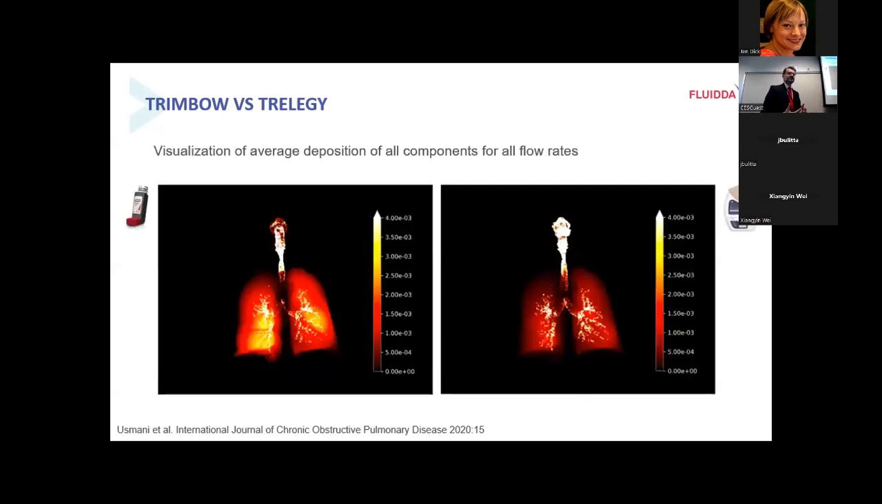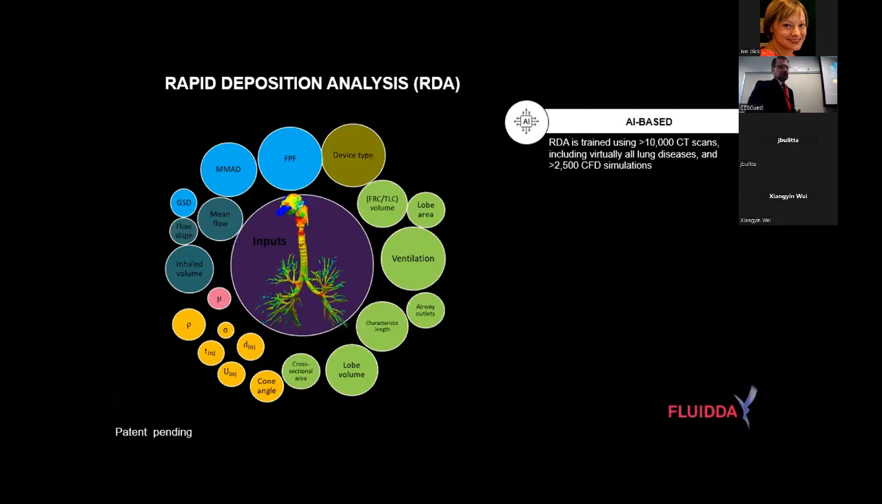Of course, visualization is interesting. So you can see that typically for these extra fine particles that you see in Trimbo, so the Chiesi product, they tend to go to the deeper lung, whereas the larger particles, especially in this case, the inhaled corticosteroids, stay more in the central regions. So I think CFD is a very valuable tool.